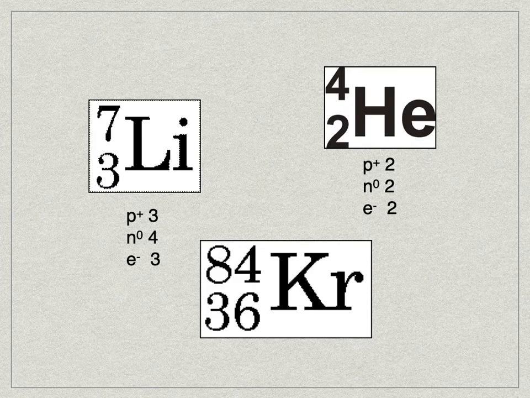Okay, hopefully you paused the video. Come back. Kr is krypton. It's all the way on the right side of the periodic table. It's in a column that we refer to as the noble gases. We'll come back to why that is a little later in the year. The atomic number is 36, so that means it has 36 protons. The mass number, protons plus neutrons, is 84.